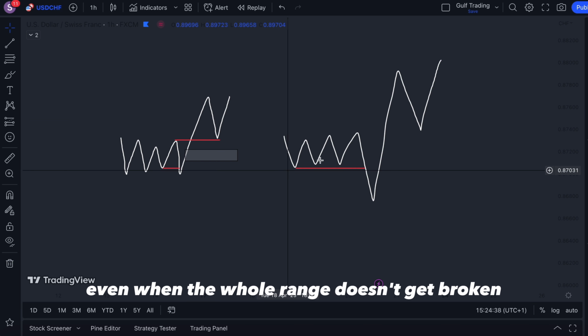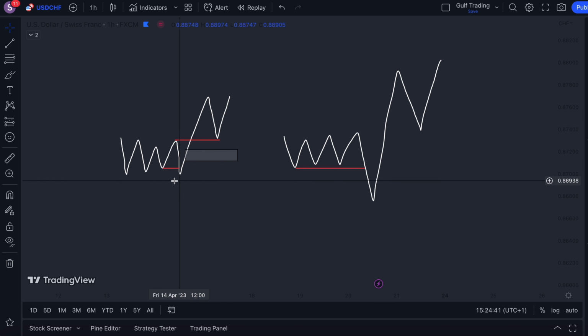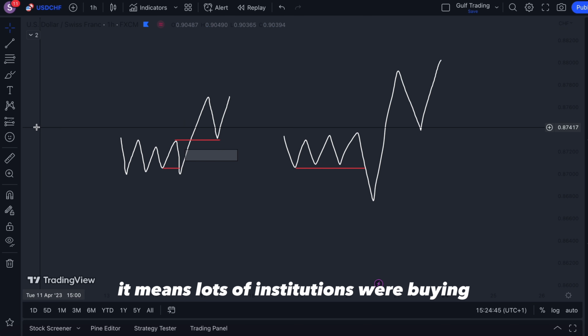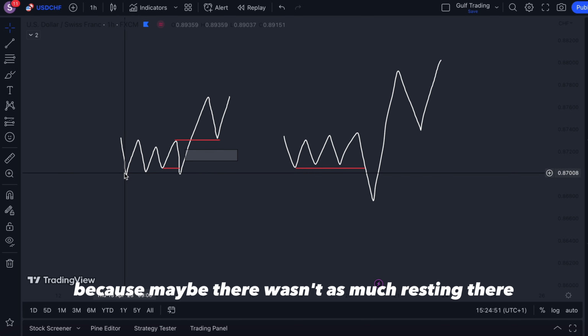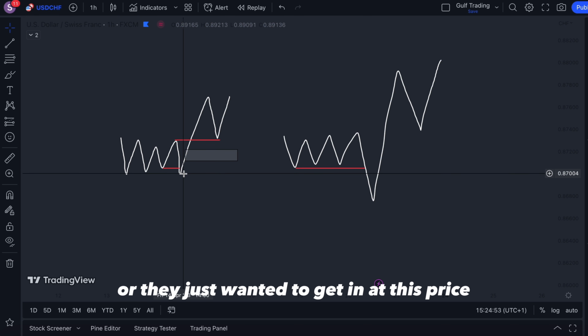But the main point is that even when the whole range doesn't get broken, you can still get setups where just some liquidity has been grabbed. It means lots of institutions were buying at this point here. They didn't feel the need to take out liquidity here because maybe there wasn't as much resting there, or they just wanted to get in at this price.